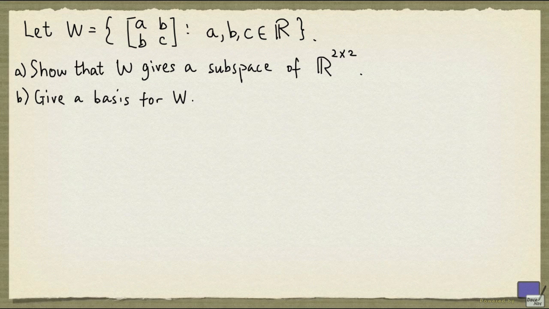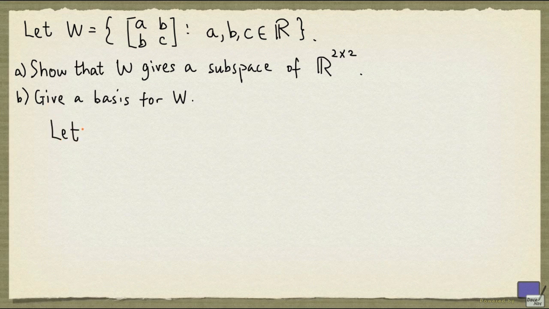So in order to answer part A, we have to show two things. We want to show that if you take any two matrices from W, their sum is also in W. And if you take a scalar alpha and a matrix from W, say A, then alpha times A is also in W.